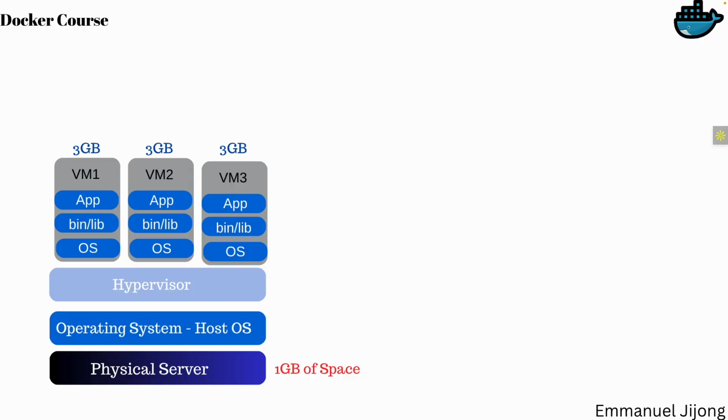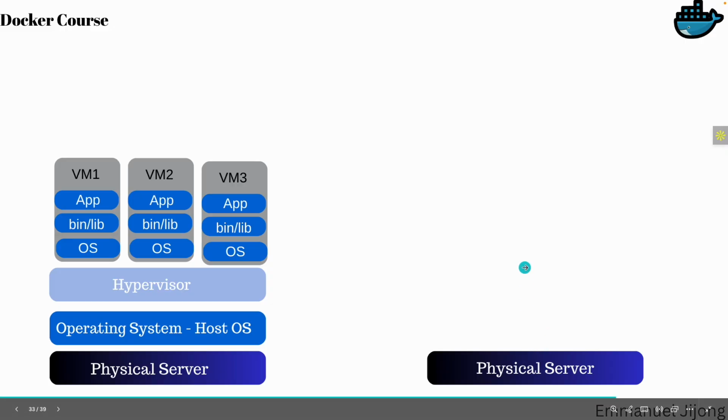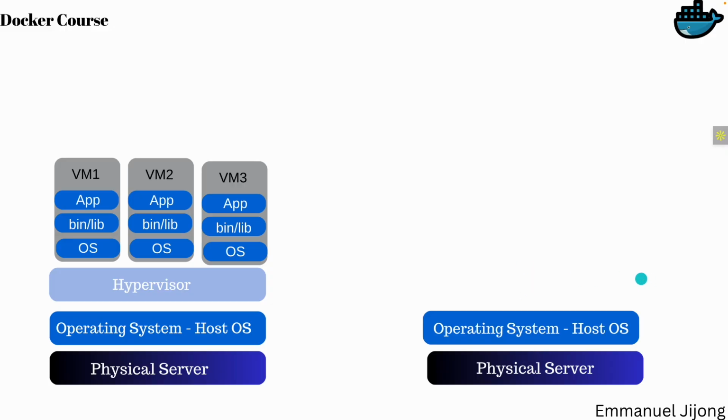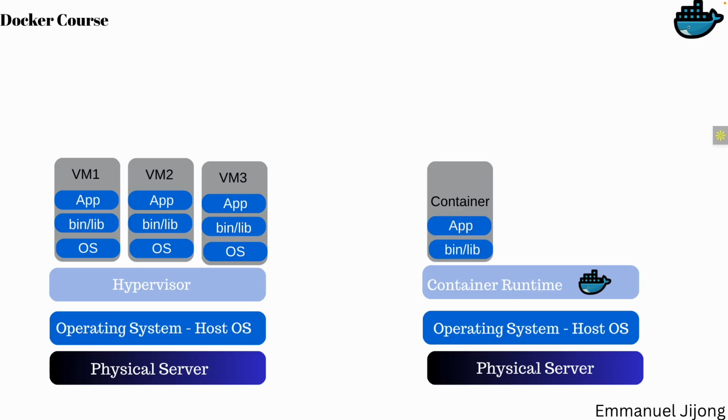Here's how containers can be created. First, you're going to need a physical server. Then once you get your physical server, you will install an operating system, also known as the host operating system. It can either be Windows or Linux. Once you get your operating system set up, you then install something called a container runtime. So you're going to notice that in the case of virtual machines, you install something called a hypervisor, but in the case of containers, you install something called a container runtime. And once you have your container runtime up and running, you then create different containers that will host different applications.